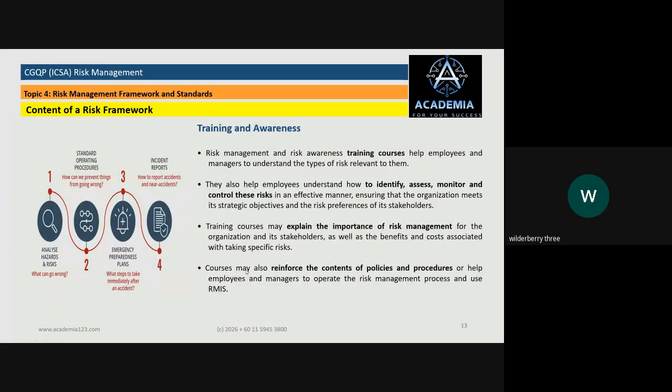Yeah, then training and awareness. Risk framework, you need to train your staff, and you have to explain to them how to deal with it. You start here always explaining what is the importance of risk management itself. Why do we have it? What's the purpose? Because if they don't have a thorough understanding, then they might think, oh, they come up just with another requirement.